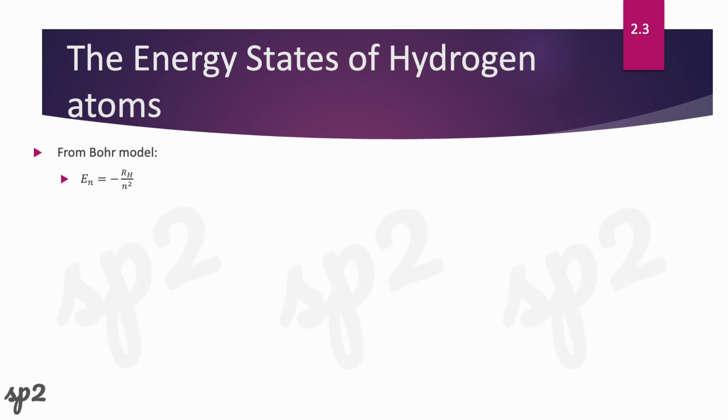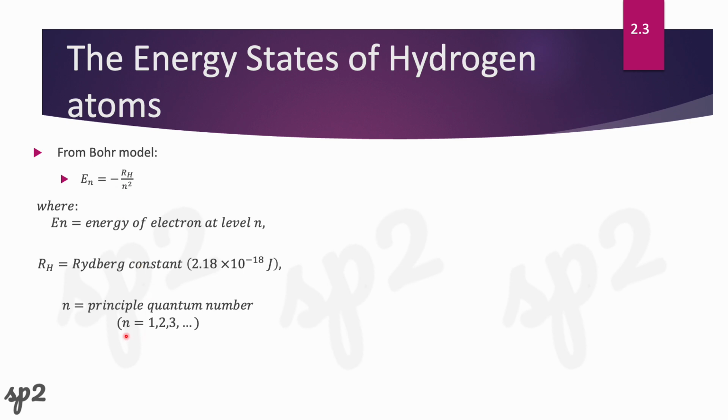Okay, so let's go deeper into the energy states of hydrogen atoms. This slide is going to be covered by a lot of equations, so just get ready for that. From the Bohr model, we get our energy based on this equation. The energy of our electron at any level, which we call n, is negative R_H, our Rydberg constant given here in joules, divided by n squared, and n is known as the principal quantum number.